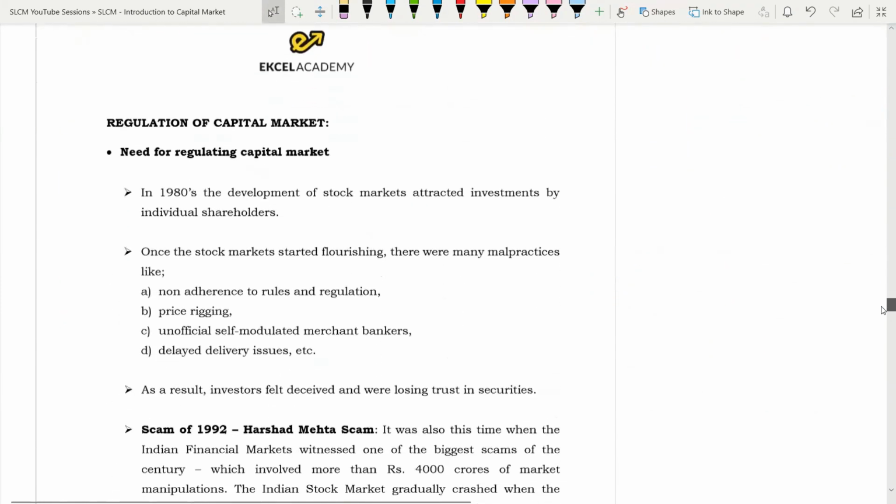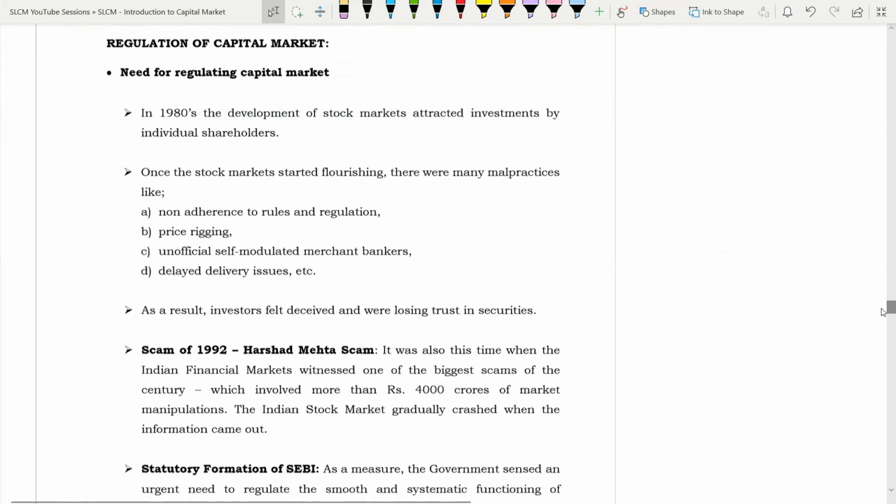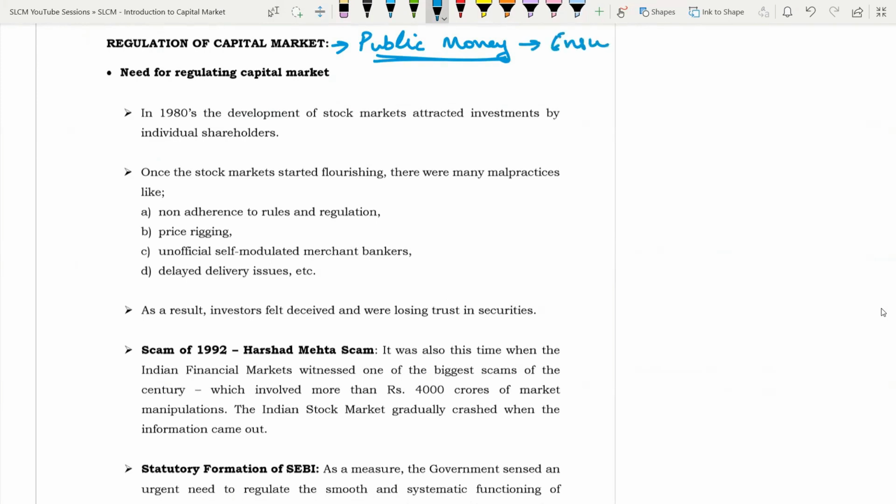Going ahead to regulation of the capital market. Now, why is there a need to regulate the capital market? First and foremost, because it is public funds which are involved. If the public money does not have safety and security, will the public be interested in making investments in the capital market? Only if they get an assurance, they are assured that yes, our money is safe. Whatever investment we have done is secure.